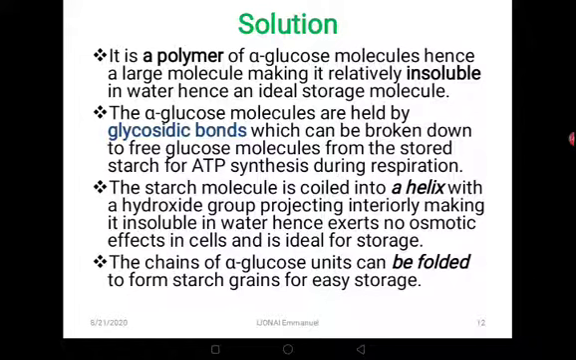advantage is that the starch molecule is coiled into a helix with a hydroxide group projecting interiorly, making it insoluble in water, hence exerts no osmotic effects on cells and is ideal for storage.